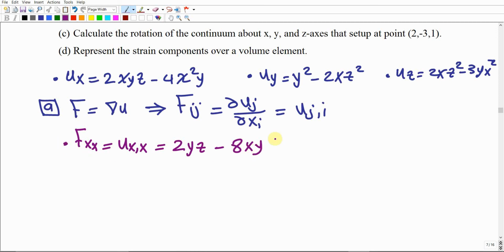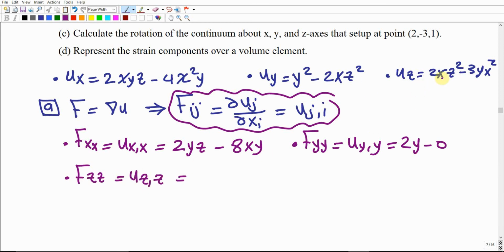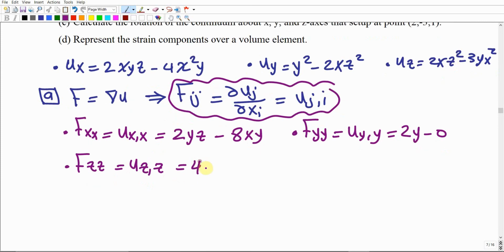Very simple. How about Fyy? Do the same. It's going to be Uy comma y. This is the general expression and we're going to use it, right? Like Fij, Fyy is going to be Uy comma y. So we differentiate Uy with respect to y, and this gives us 2y negative 0, because there are no y's here. How about Fzz? It's going to be the same. It's going to be Uz comma z, and we differentiate with respect to z to end up with 4xz and negative 0. There are no z's in this side, right?